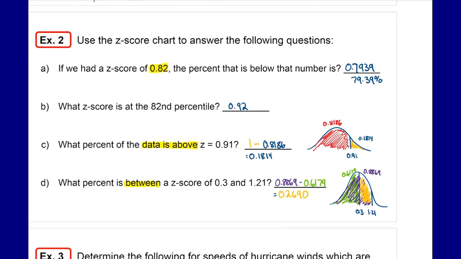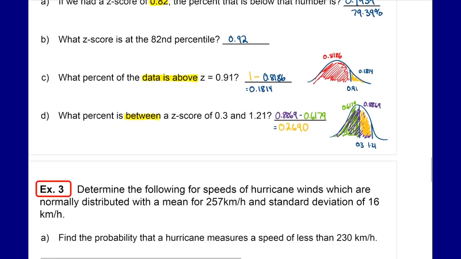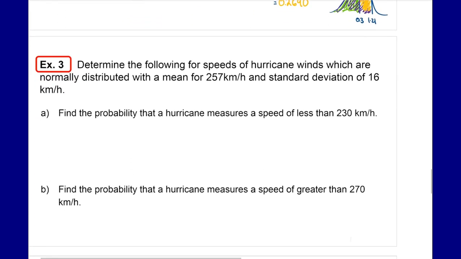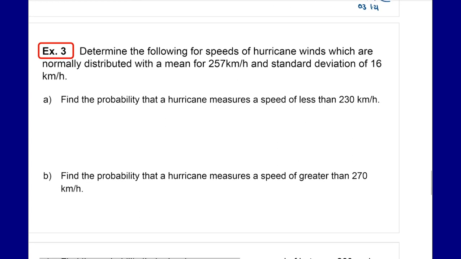So we've looked at how we can use z-scores to find the percent of data falling within a range or above or below certain values. So now we're going to do that where we actually have to calculate the z-scores first, and then you go to the table. So determining the following for the speeds of hurricane winds which are normally distributed with a mean of 257 and a standard deviation of 16. So same values that we've been looking at.